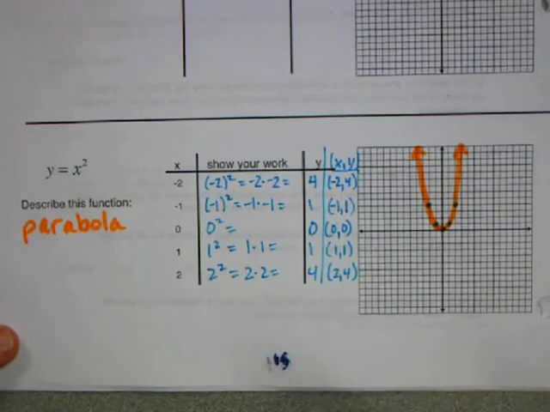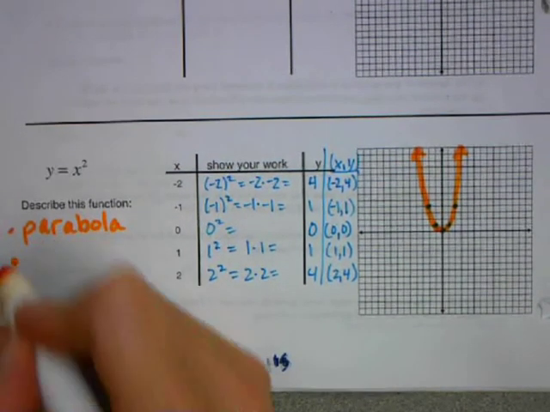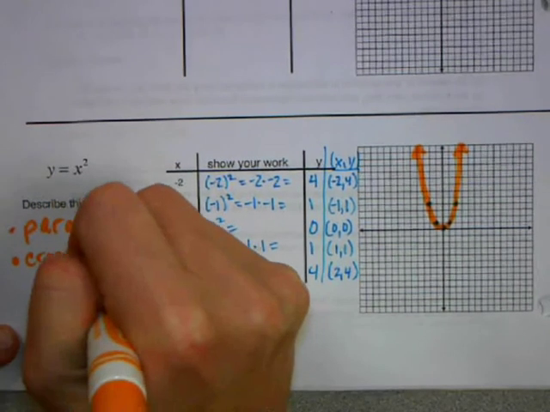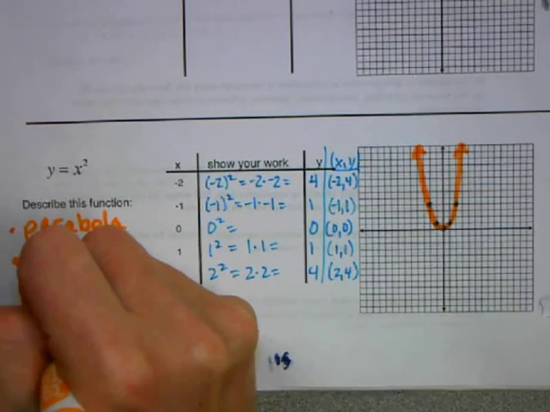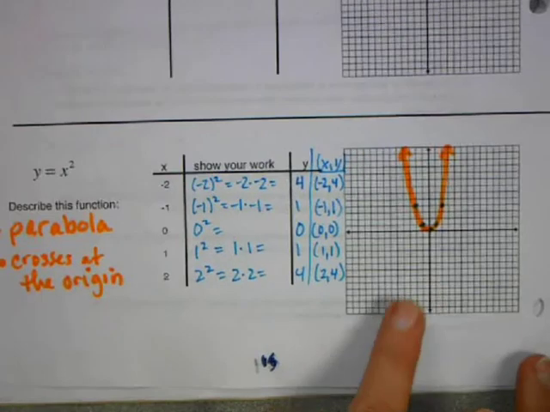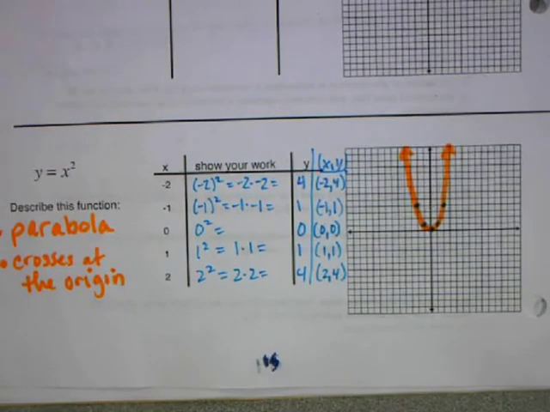It's not a line. The only other thing we could say about our description here is where it crosses the y-axis. It crosses at the origin. It never went down into the negative values because you were squaring everything. And a negative times a negative is a positive. So that's how we ended up with that positive value.